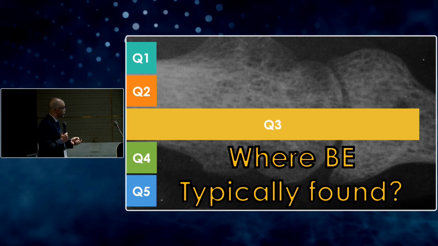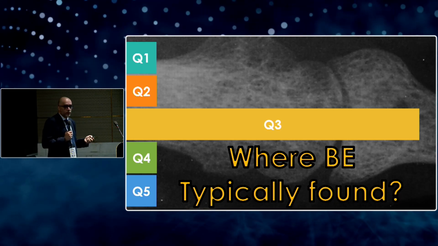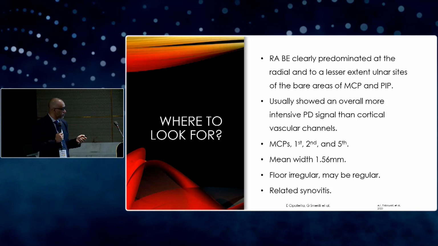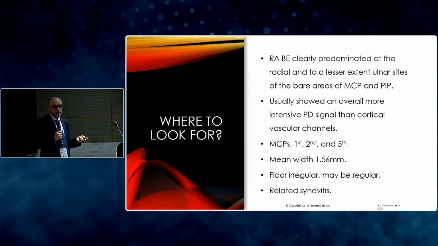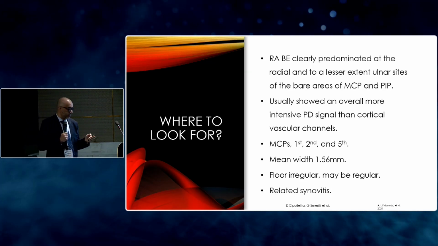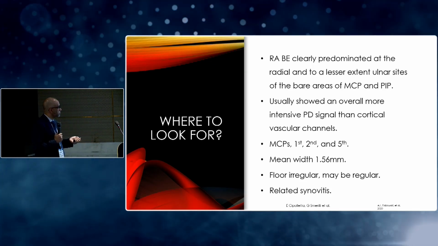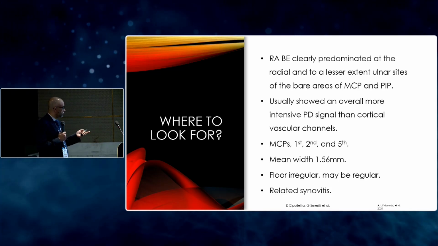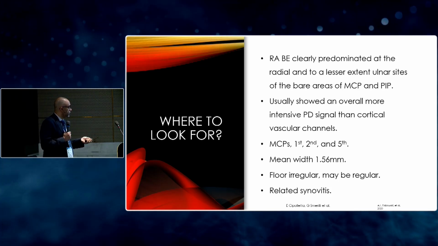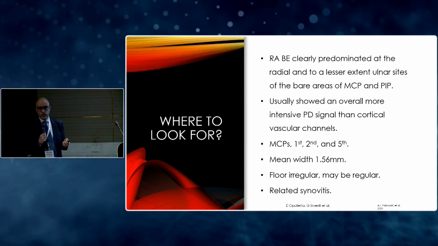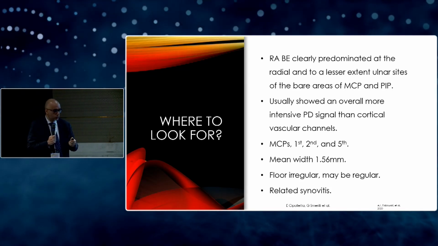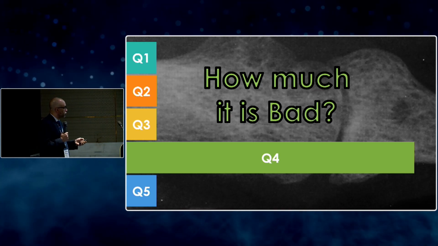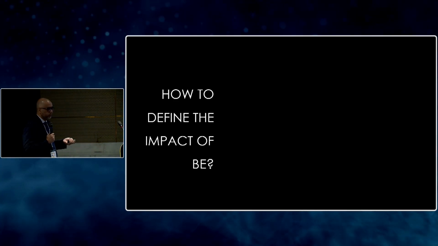mistaken as erosions. Third question, where can we look for the bone erosions? We can see it is already mainly in the bare areas, around mainly the first, second, and fifth MCP, and already we have regular sites sometimes showing the Doppler signal, and the most important is the related synovitis. You have to look for the whole scene of the joints that represent this erosion, is it typically erosions or not. Fourth question, how to define the impact?